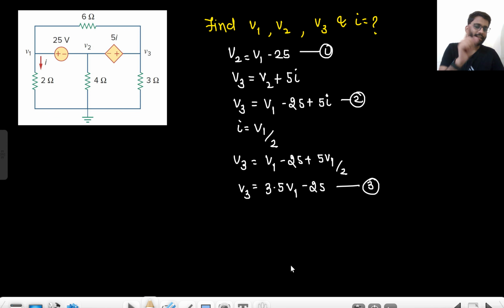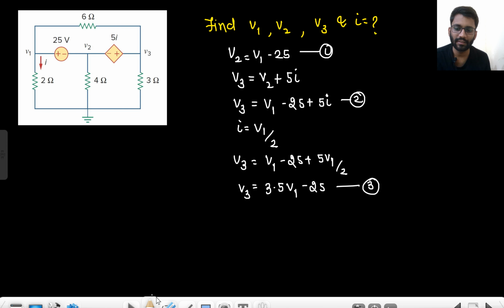V2 and V3 are written in expression of V1. V1 minus 25, 3.5 V1 minus 25. So V1, V2 and V3 are written as an expression of V1 only. And there are some common branches. So you can ignore those common branches and just write down one equation. So I will just write down one equation.